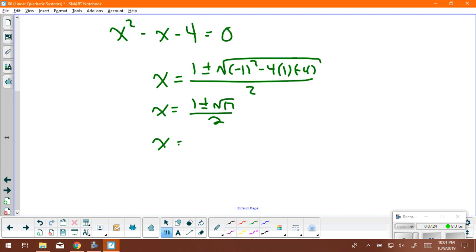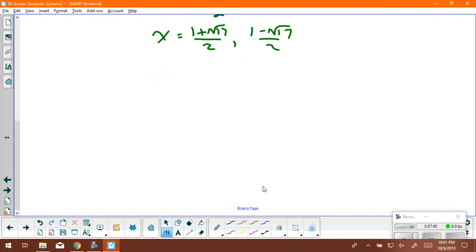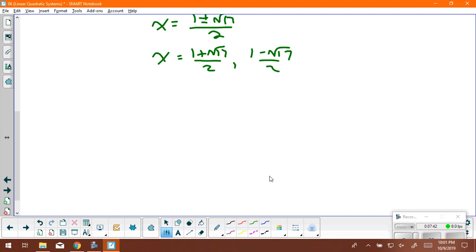So you can have 1 plus root 17 over 2, or 1 minus root 17 over 2. So again, we got our x values. Now I need to get my y values.